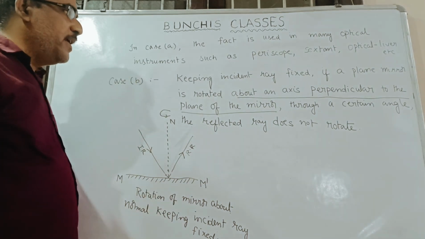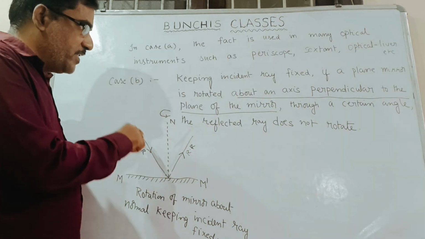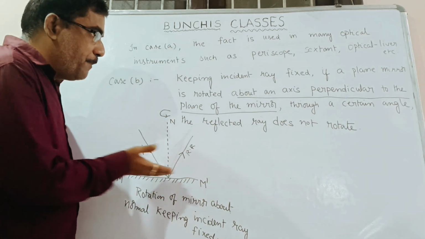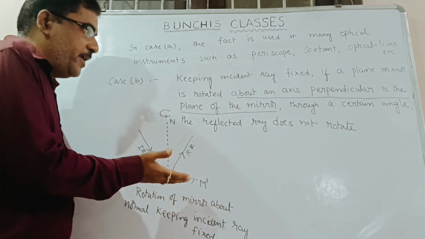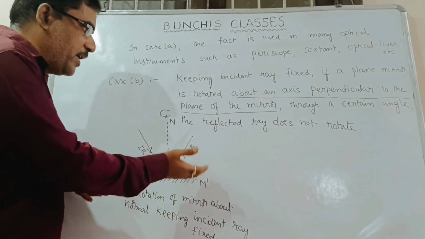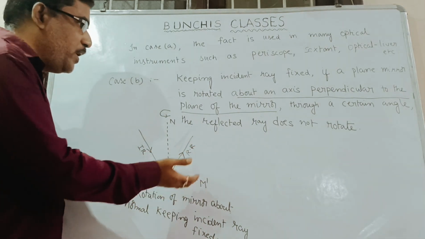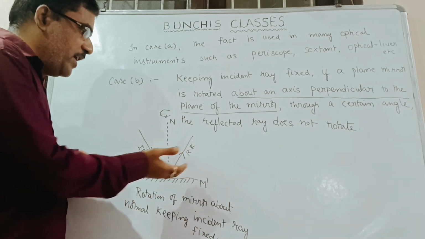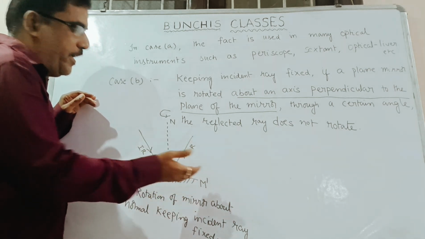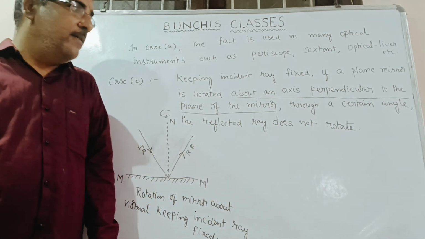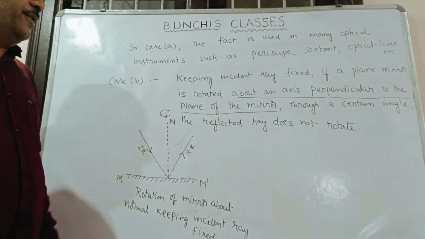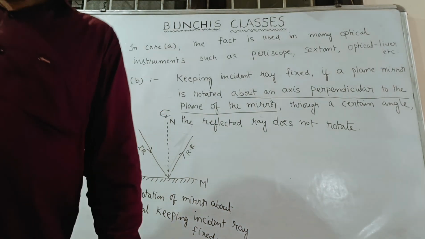Case B, what is it telling? Keeping the incident ray fixed, if a plane mirror is rotated about an axis perpendicular to the plane of the mirror through a certain angle, the reflected ray does not rotate. Understand these facts and note it. Pause the video and note it.